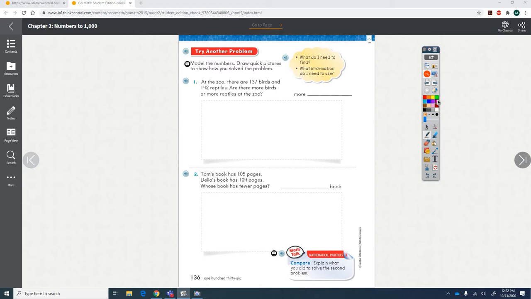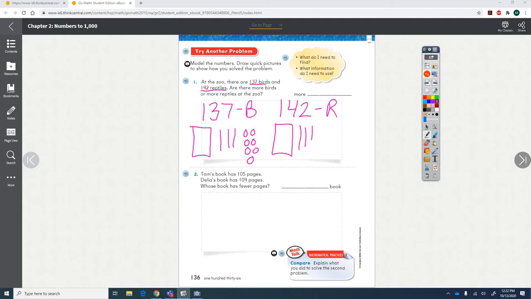Well, I'm going to write 137, and I'm going to put a B beside it because that's birds. See, it says 137 birds. And then I'm going to say 142, and I'm going to put an R beside it because that's the reptiles. And I have to decide which one is more. Well, one way is I could actually draw this number with blocks. And then I'll be able to look and see which one has more blocks.